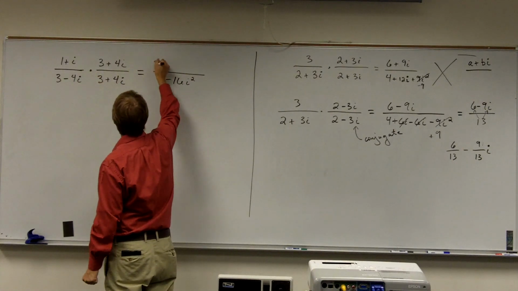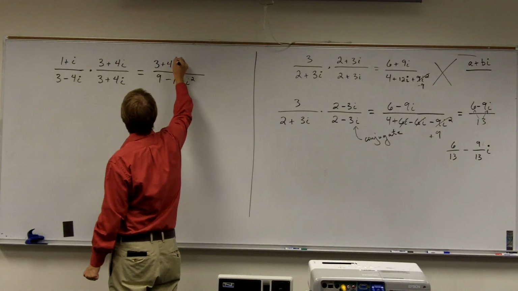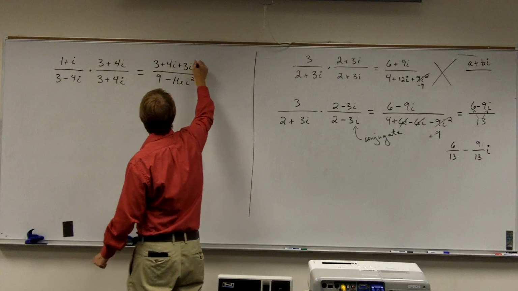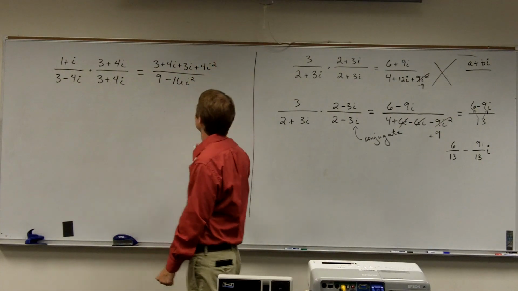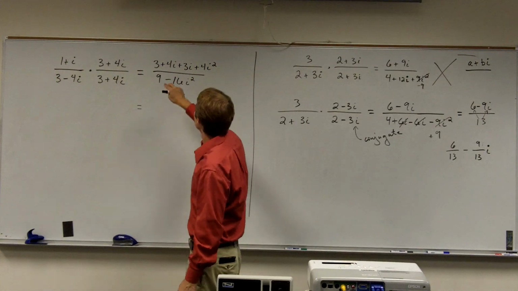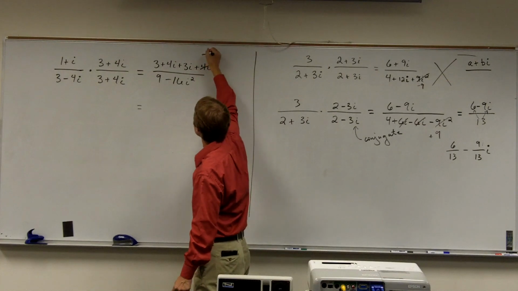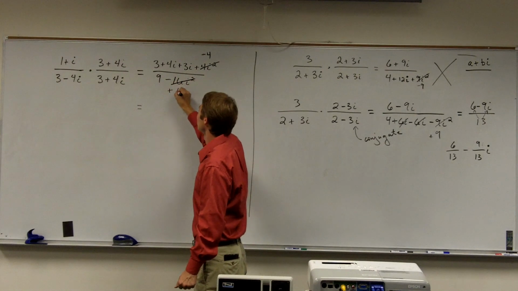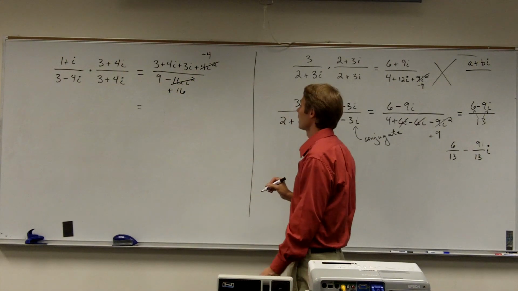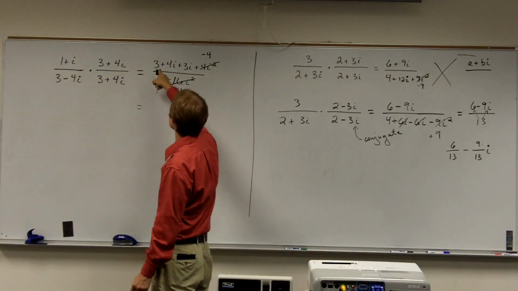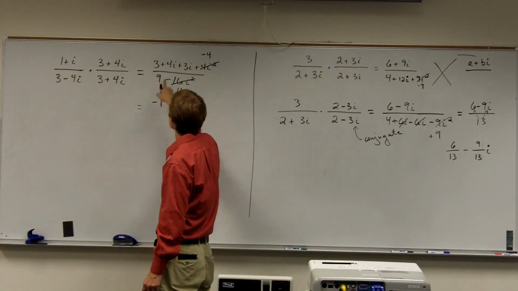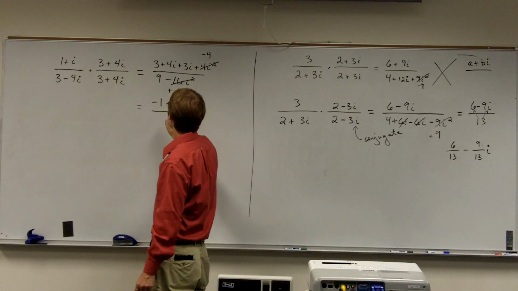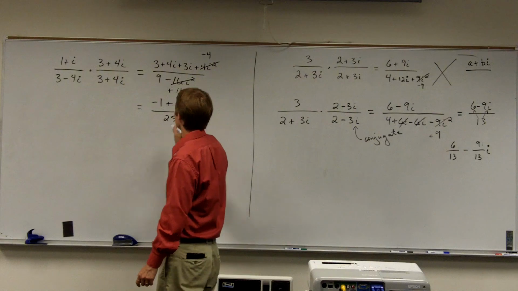So 1 times 3 is 3. 1 times 4i is 4i. i times 3 is 3i. i times 4i is plus 4i squared. So up here, 4i squared will be negative 4, right? And then minus 16i squared will just be plus 16, since it'll change the sign there. And so on the top, I end up with 3 minus 4, which is negative 1. 4i plus 3i is 7i. And then 9 plus 16 is 25.